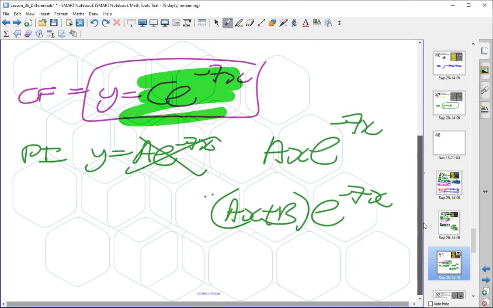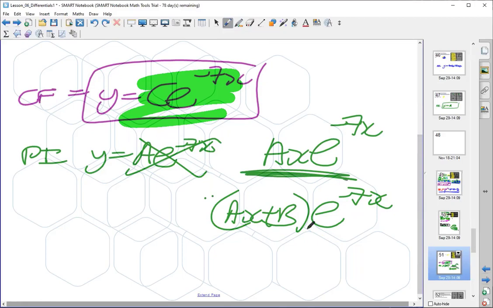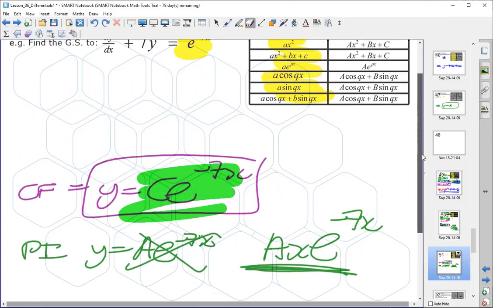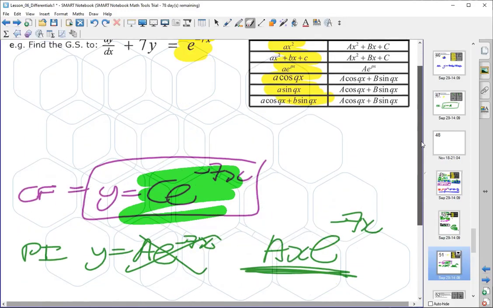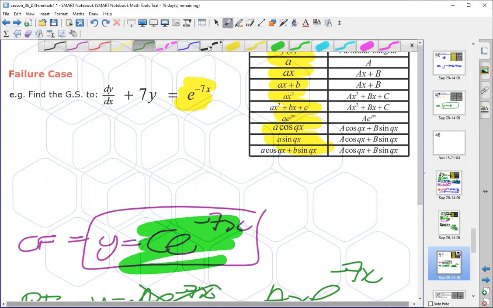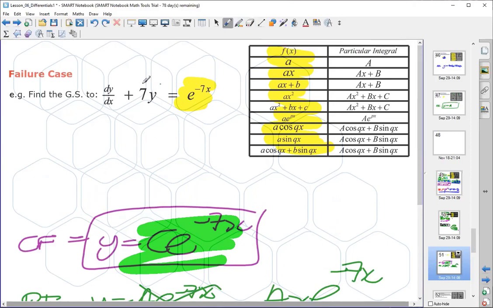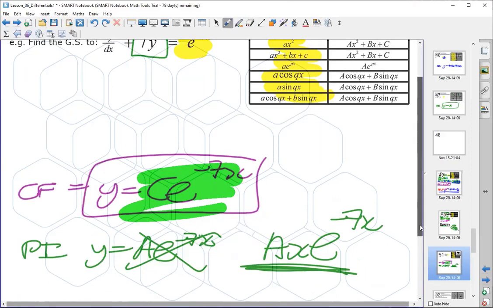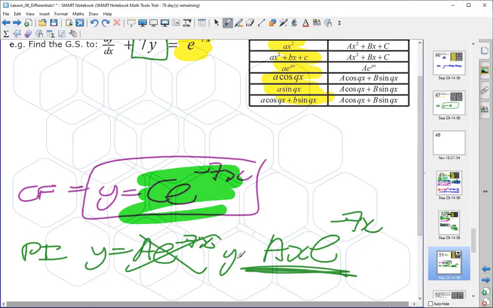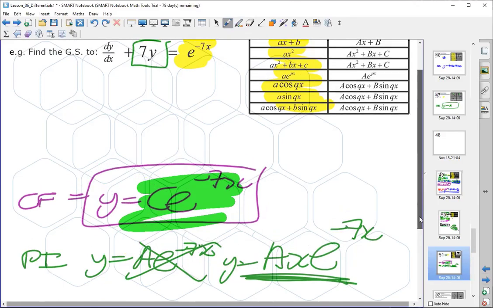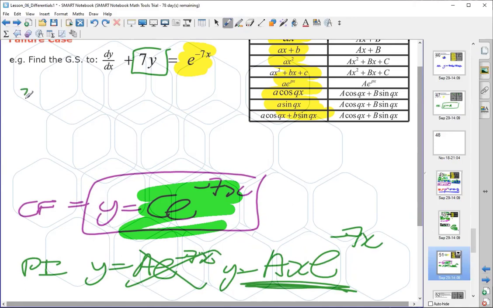So I think this might work. I'm going to try this one, and if it fails, then I'll try the more complicated one. So let's try it. Do the same thing as before. What's 7 lots of y? Well, y is going to be ax e to the minus 7x. So 7 lots of y is going to be equal to 7ax e to the minus 7x.